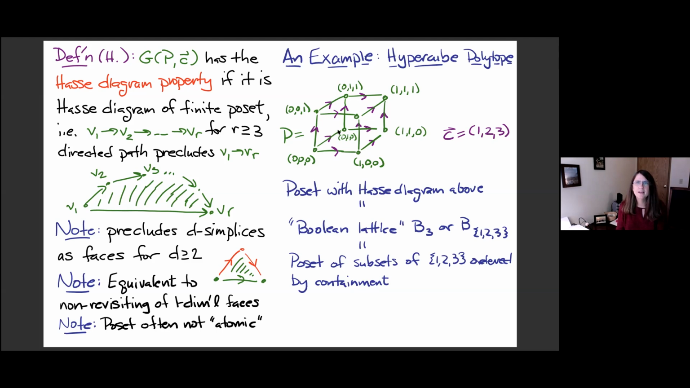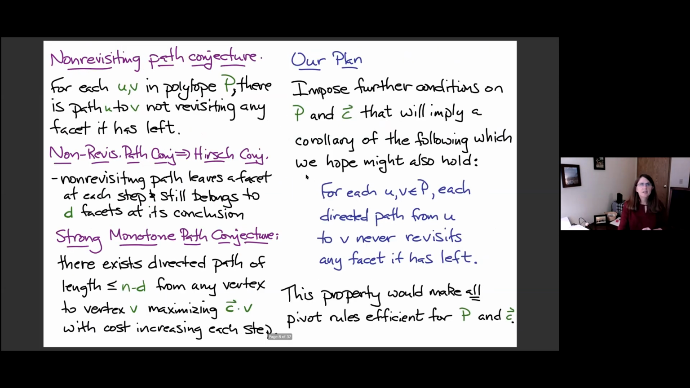And if you follow that, you leave the front facet. Okay, so that's what we mean by leaving a facet. So the non-revisiting path conjecture is that for every two vertices u and v, there should exist a path from u to v such that whenever it departs from a facet, it's not going to return to that facet. And that sounds like, well, of course you should be able to do that.